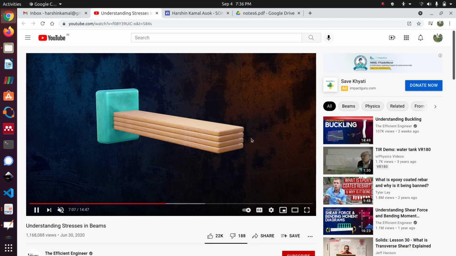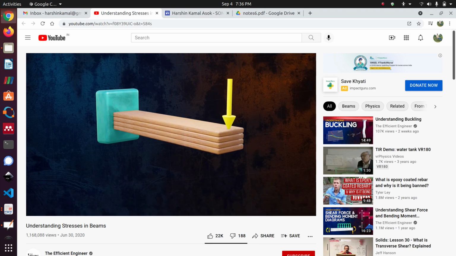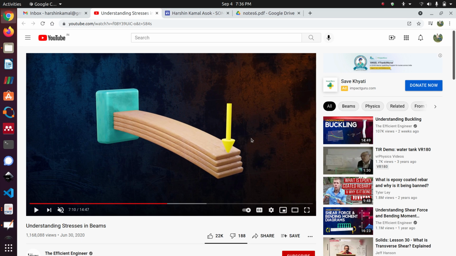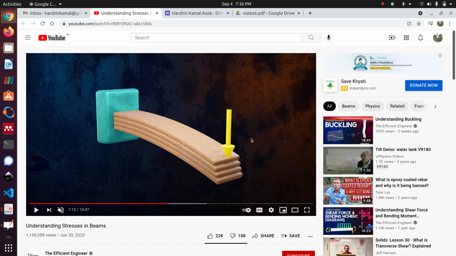Now, if this is our beam, what happens when you apply a vertical force, a shear force, on the end of the beam? You can see that the different planks slide one over the other. So this is essentially the idea of shear stress, right? Shear stress always tends to deform any material in this way.